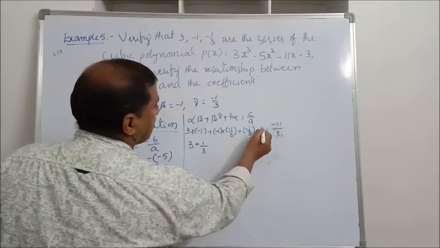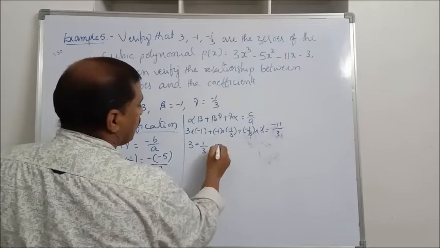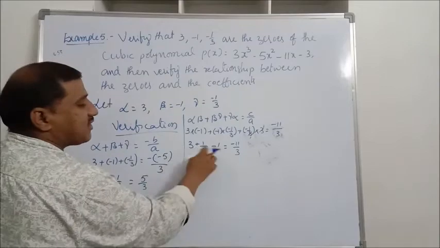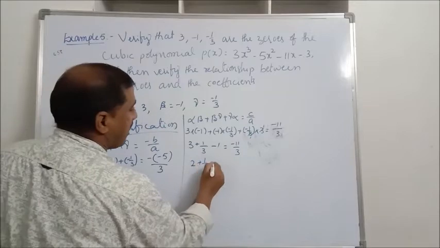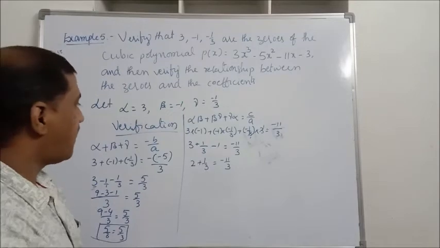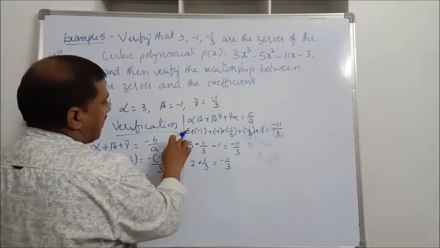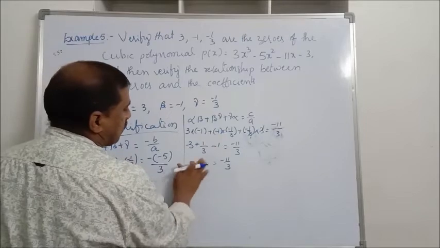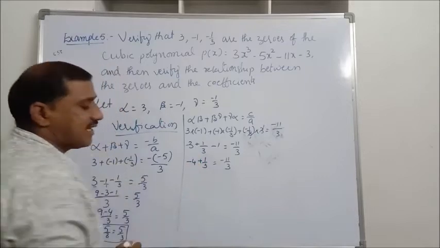Now 3 ones are 3, 3 ones are 3. Plus into minus is minus, minus into plus it is minus, 1 into 1 it is 1, that is equal to minus 11 by 3. Now 3 minus 1... subtract these 2 we will get 2. 2 plus 1 by 3 is equal to minus 11 by 3. You see here, plus into minus it is minus, we get minus 3. Therefore minus 3 minus 1 is equal to minus 4, plus 1 by 3 plus 1 by 3.